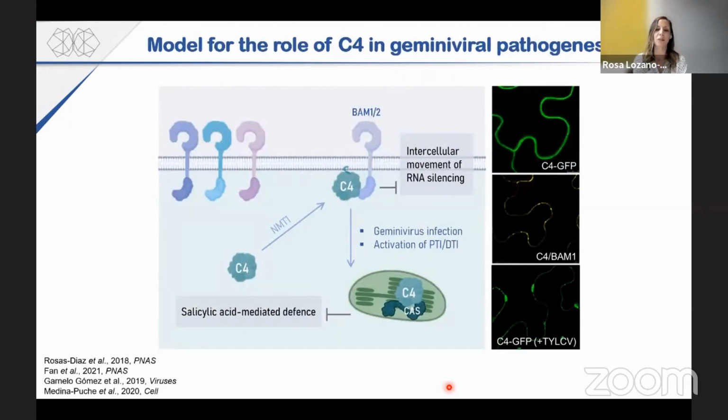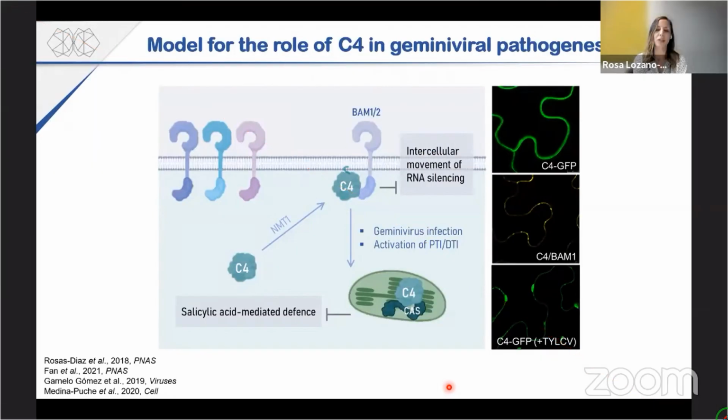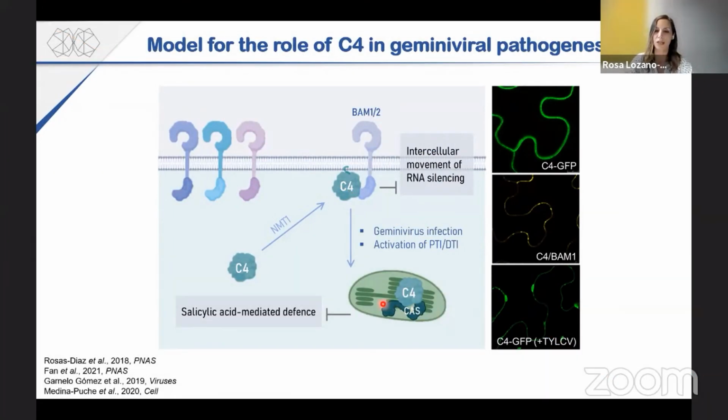So work in my lab over the past few years has led us to propose this model for the function of C4 in the pathogenesis of TYLCV. So C4 is produced inside the plant cell, and then it is myristoylated co-translationally by NMT1, the plant myristoyl transferase. And then it basically associates to the plasma membrane where it can interact with a number of receptor-like kinases. And these receptor-like kinases include the 2 close homologs BAM1 and BAM2.